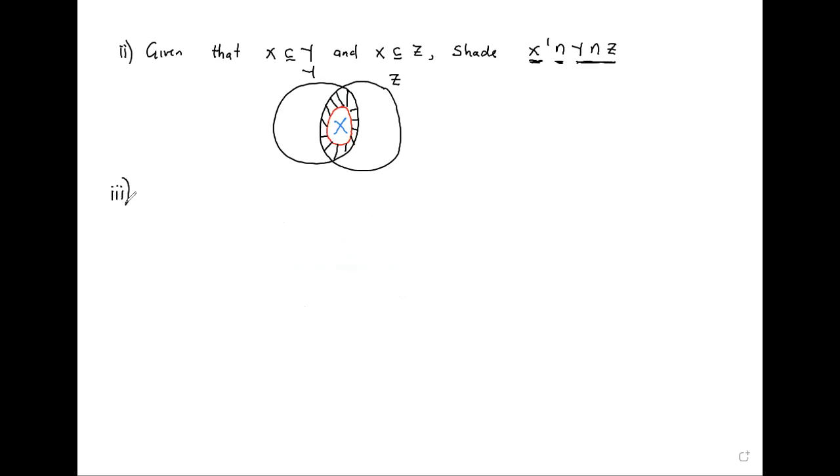So repeat on the shading part, please. So you shade, you're shading outside x, but that outside of x should not leave the intersection of y and z. You make sure that whatever you shade is in y intersection z, but not in x. That's why the shading appears like this.